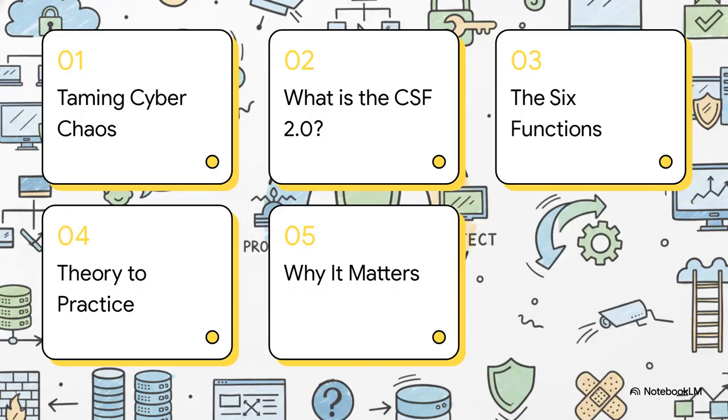All right, here's how we're going to break this all down. We'll start by looking at the cyber chaos that made this framework so necessary in the first place. Then we'll define what the CSF 2.0 actually is. After that, we'll get into its 6 core functions, see how you take it from theory to practice, and finally, we'll wrap up by talking about why this whole thing really matters.